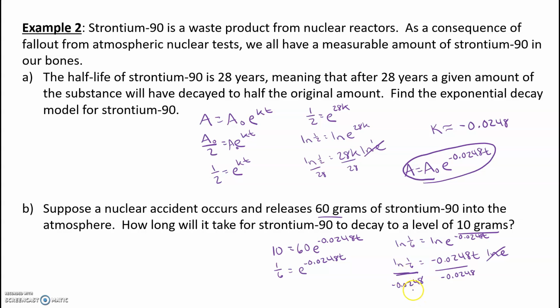And when you type this in your calculator, again, make sure you close those parentheses. You should get t is about 72. So it's going to take about 72 years. And it does ask for how long will it take. So it'll take 72 years.